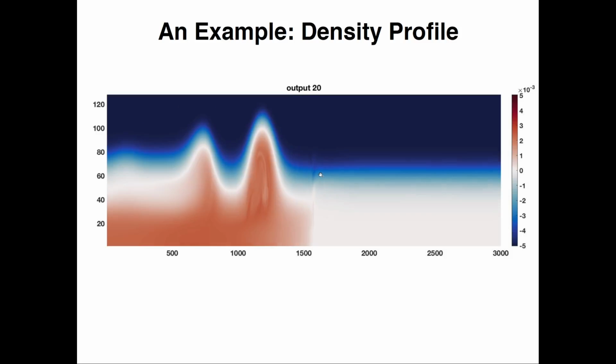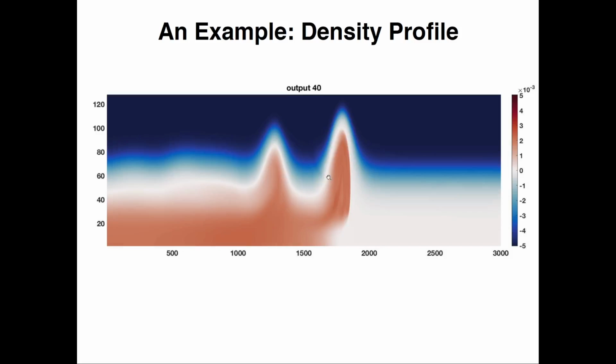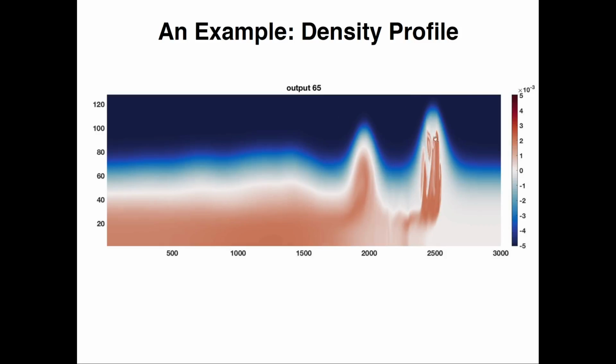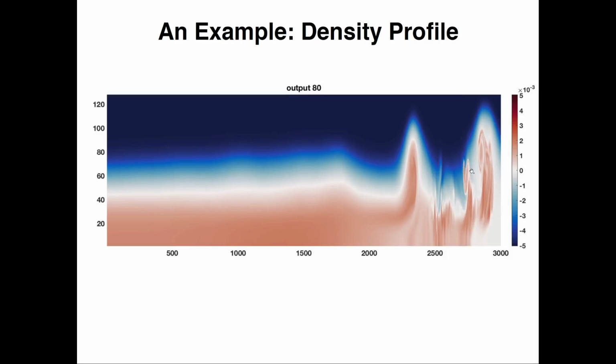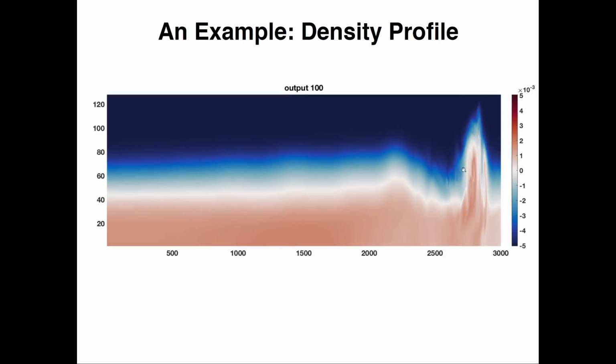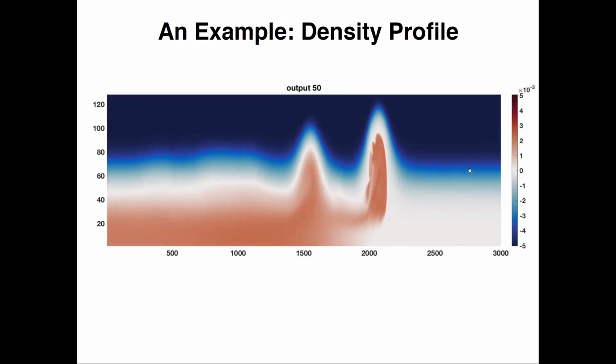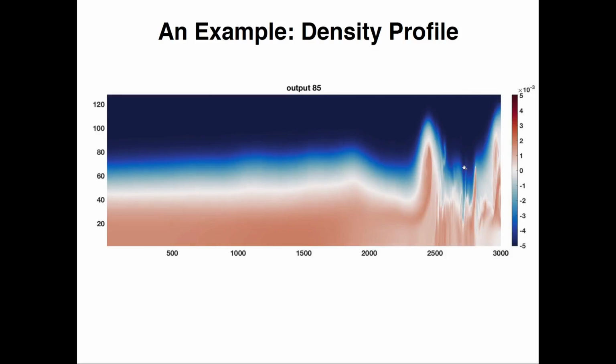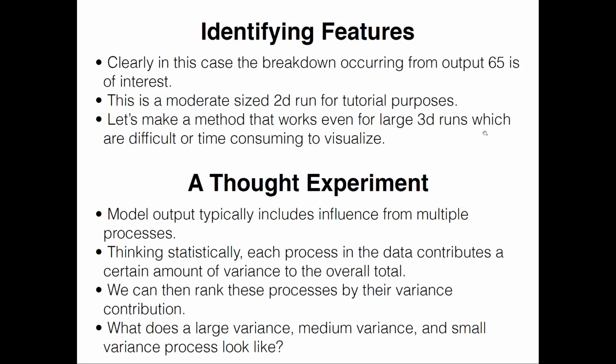And as the wave propagates along, it hits that density jump, and it causes an instability in the front wave here. You can see that around output 65, the front wave really starts to break down and starts shedding material into the rear wave. That is obviously something that would be of interest to us if we were studying this data set. So clearly in this case, the breakdown occurring from output 65 is of interest, as I said.